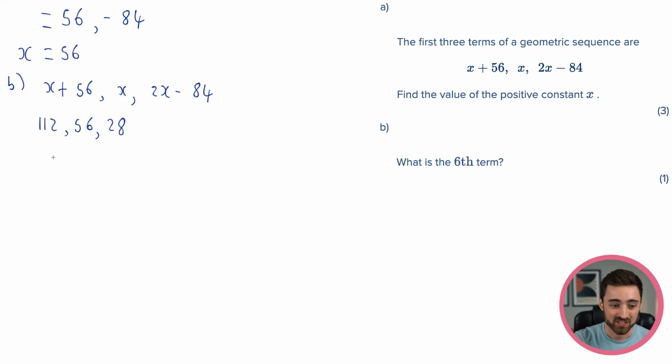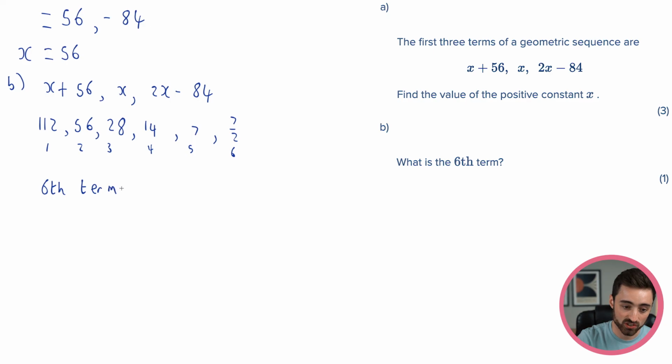So if this is the first, second, third term, I just need to get a few more terms, don't I? The 4th term is going to be 28 halved, which is 14. The 5th term is going to be 14 halved, which is 7. And then the sixth term is going to be half of 7, which is 7 over 2. In other words, the sixth term is just 7 over 2. And that is it.